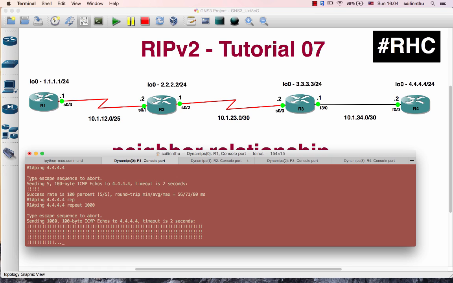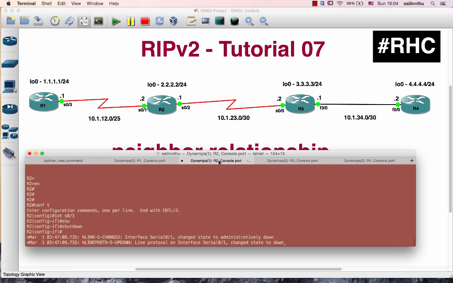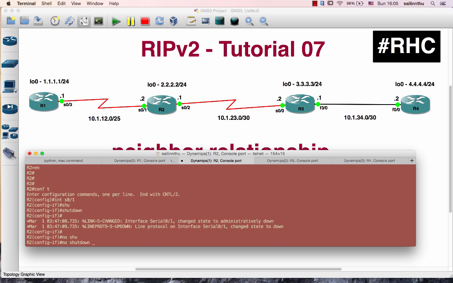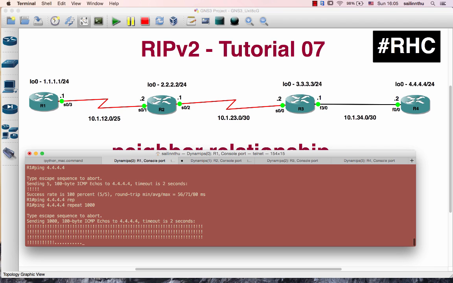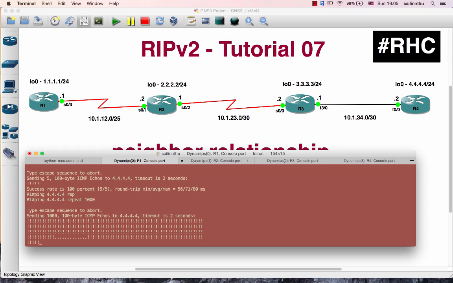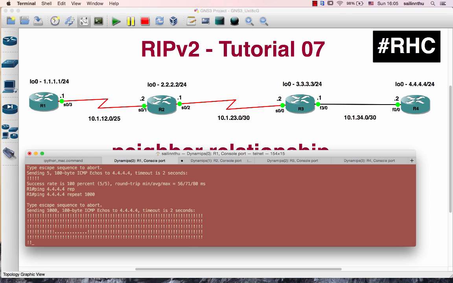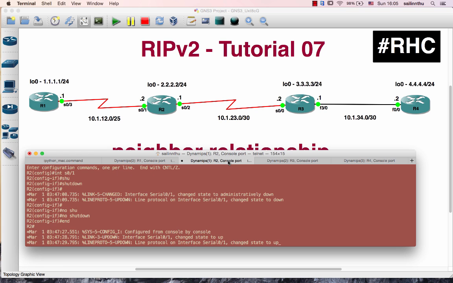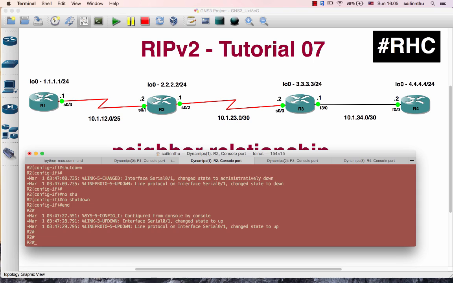Okay. So, this is the neighbor relationship. The neighbor relationship goes up, and routes are learned hop by hop. When it goes down and we do no shutdown again, you will learn RIP convergence time later. Then, coming up, the neighbor relationship concept. Okay, now that concept, what about troubleshooting? It may come up in the CCIE exam as a trick.